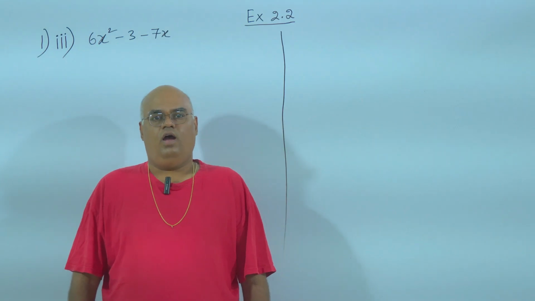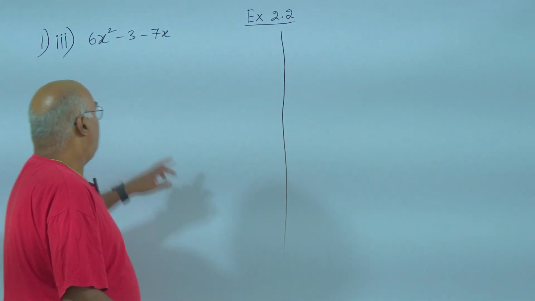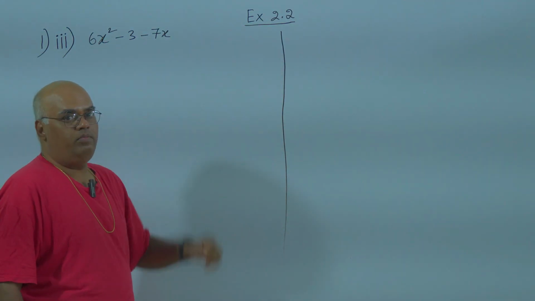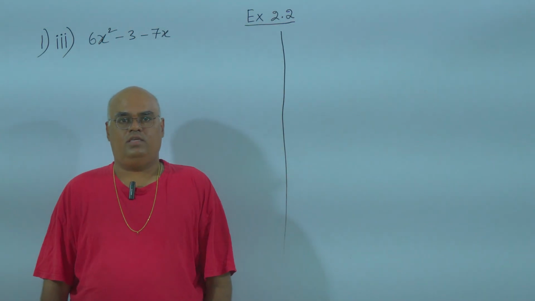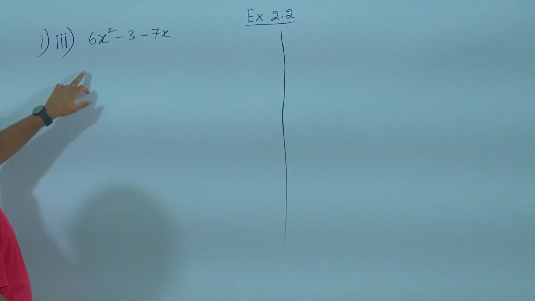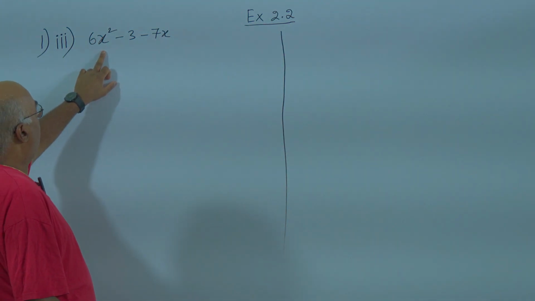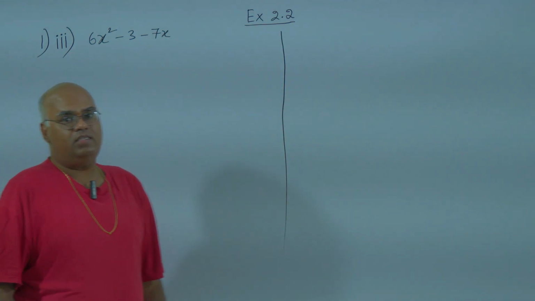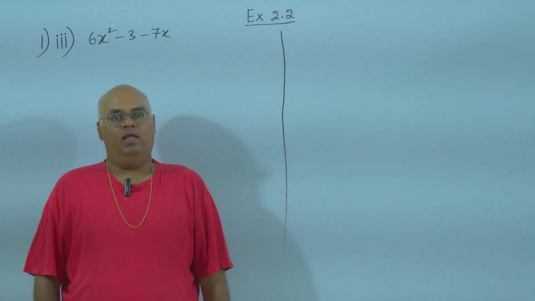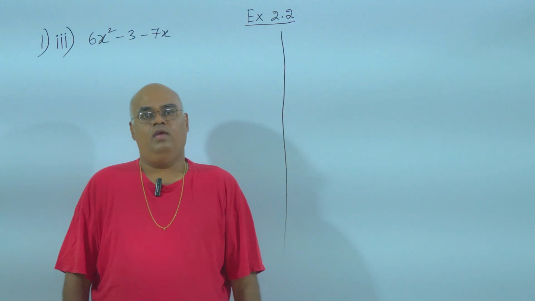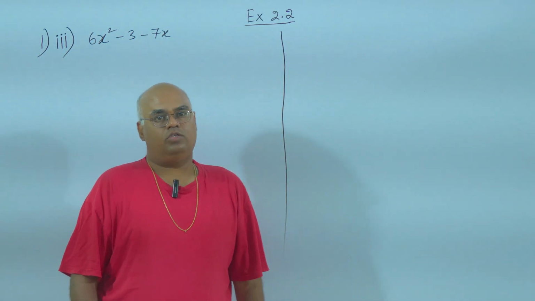In this video, I am going to solve the third bit of the first problem of exercise 2.2 from the NCERT textbook. So let us see the third bit of the first problem. We have been given a quadratic polynomial 6x square minus 3 minus 7x. We need to find the zeros of this quadratic polynomial and then verify the relationship between the zeros of the polynomial and the coefficients of the given polynomial. So let us do it.